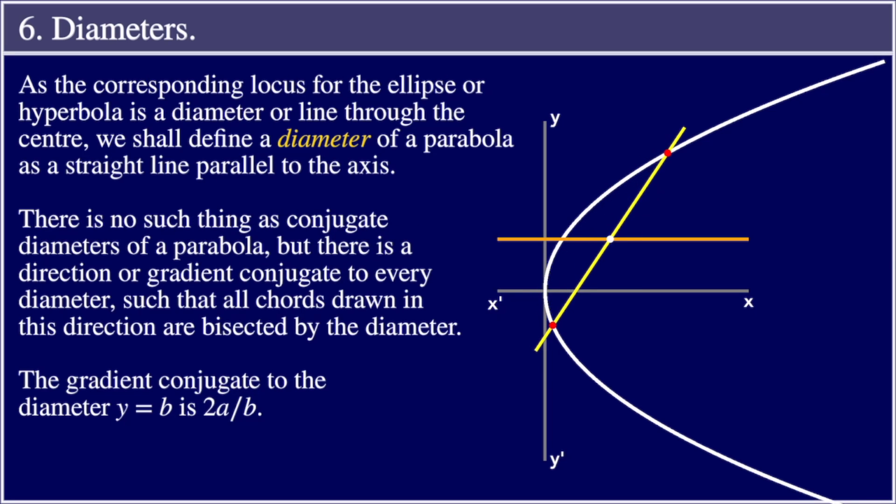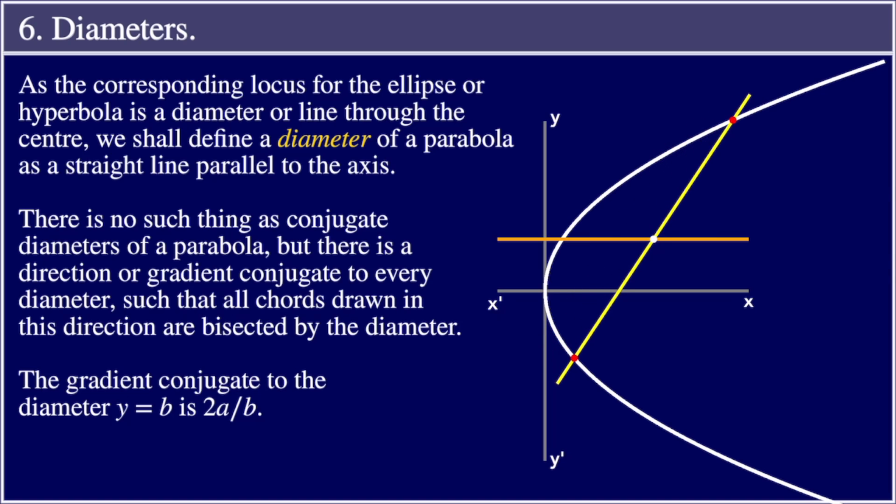As the corresponding locus for the ellipse or hyperbola is a diameter or a line through the center, we shall define a diameter of a parabola as a straight line parallel to the axis. There is no such thing as conjugate diameters of a parabola, but there is a direction or gradient conjugate to every diameter, such that all chords drawn in this direction are bisected by the diameter.